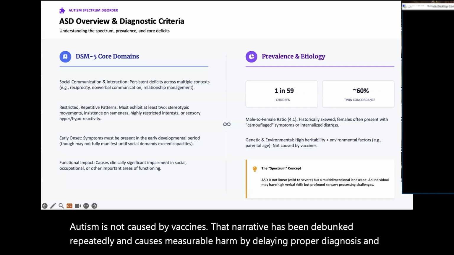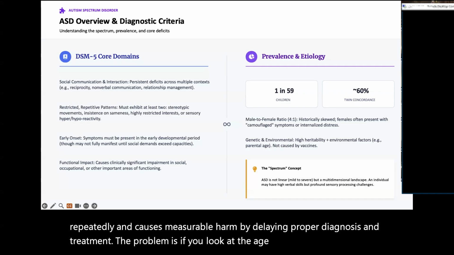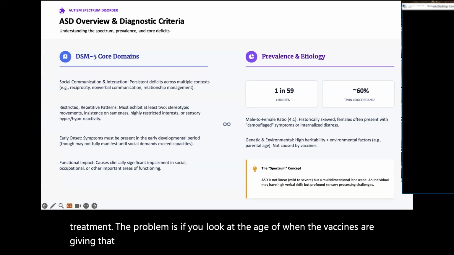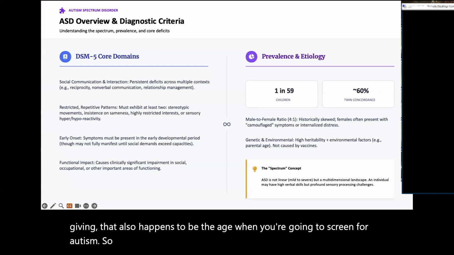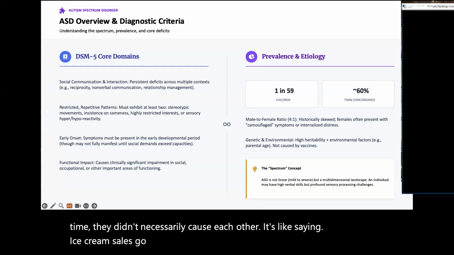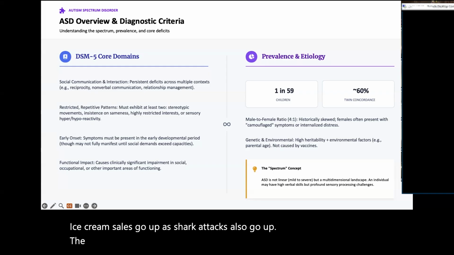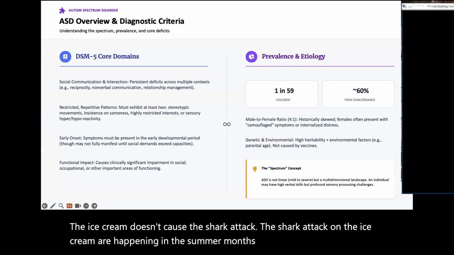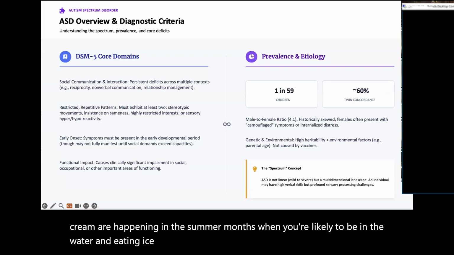The problem is, if you look at the age when the vaccines are given, that also happens to be the age when you're going to screen for autism. So basically, these things happened at the same time. They didn't necessarily cause each other. It's like saying ice cream sales go up as shark attacks also go up. The ice cream doesn't cause the shark attack. The shark attacks and the ice cream sales are happening in the summer months when you're likely to be in the water and eating ice cream. That's the conundrum with correlation not equaling causation.